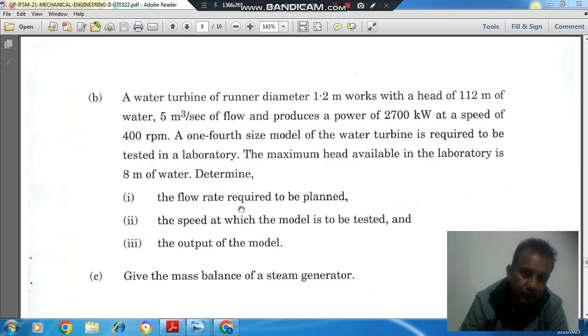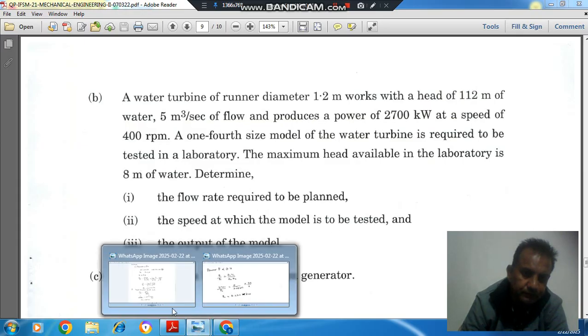Determine 1. The flow rate required to be planted. 2. The speed at which the model is to be tested. 3. The output of the model.